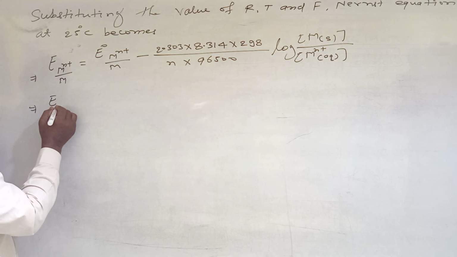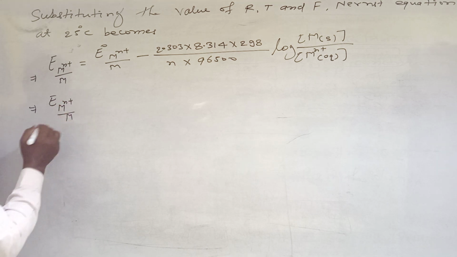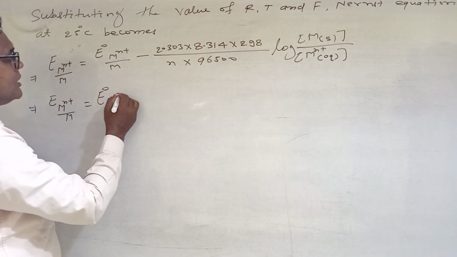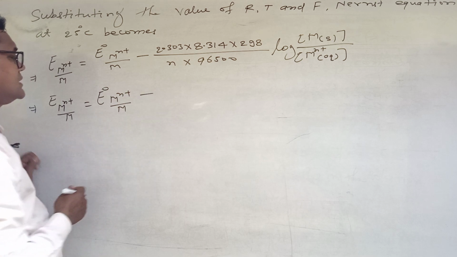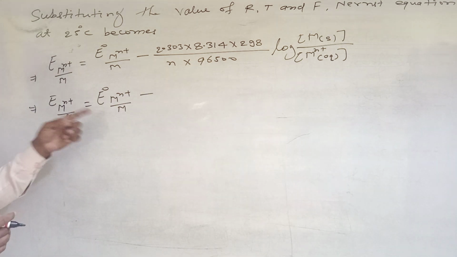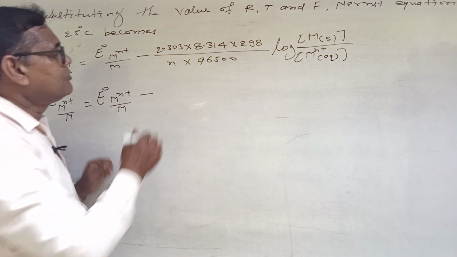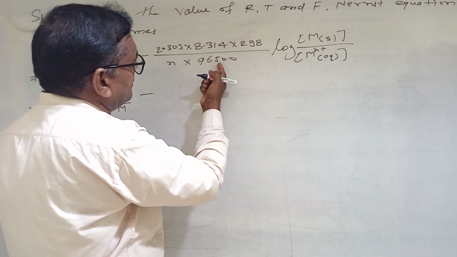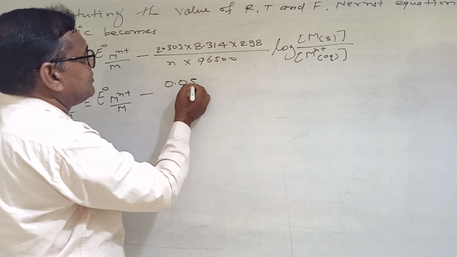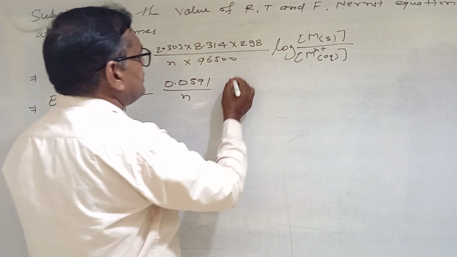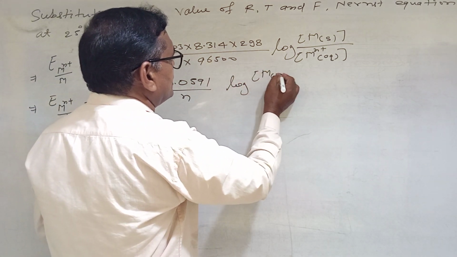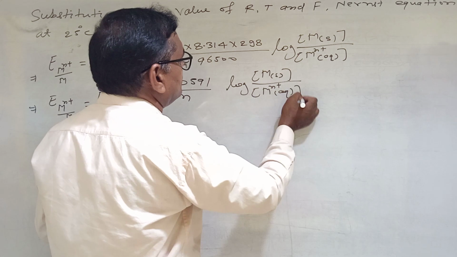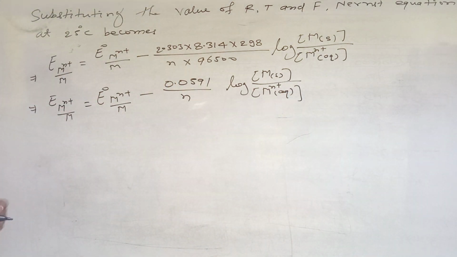Now we write E of M^n+/M, which indicates the electrode potential. Here we write E naught of M^n+/M, which indicates the standard electrode potential. Now we multiply and divide by 96500, and we get 0.0591 upon n log of molar concentration of electrode and molar concentration of ion in the solution.